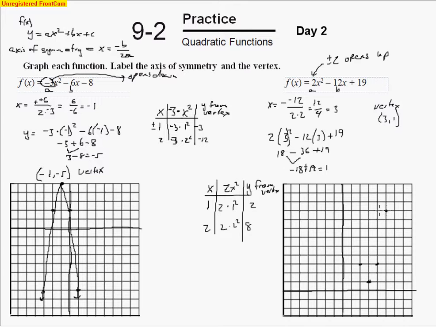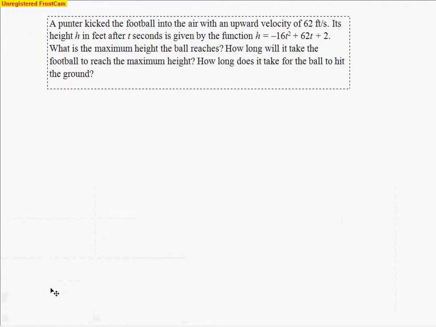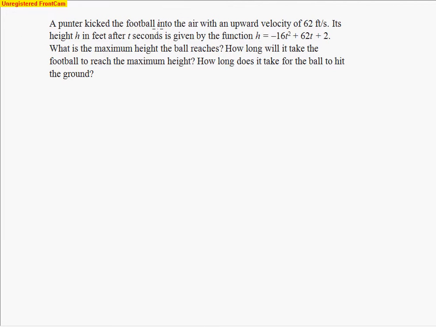Puts us right there. And then again, opposite of that axis of symmetry is another point, and that allows us to be able to come up with points fairly quickly. So that's graphing quadratics. Let's take a look at some word problems here. And here's one where it says a punter kicks the football into the air with an upward velocity of 62 feet per second.